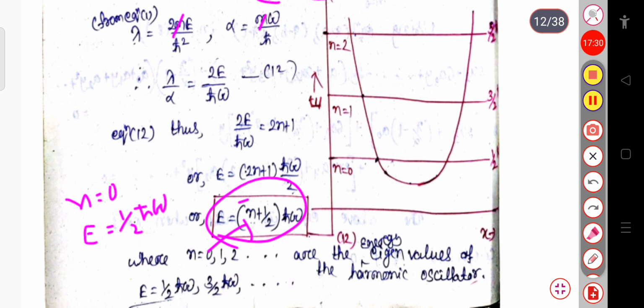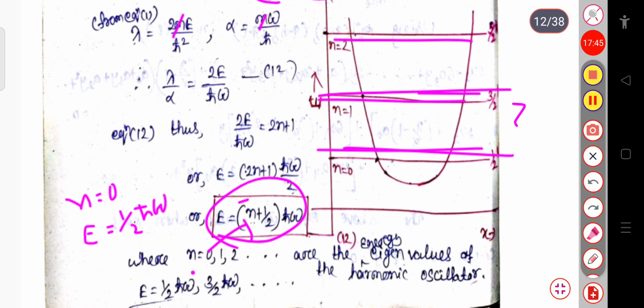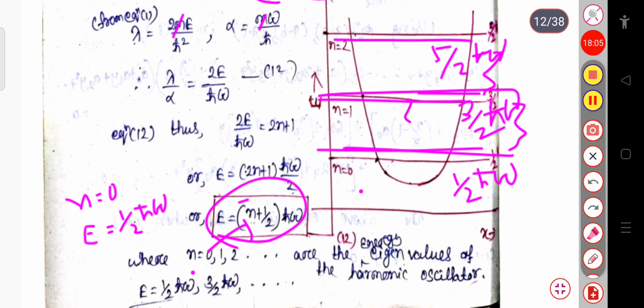And when this integer n varies from 0, 1, 2 and so on, when you put n equal to 1, this will be 3 by 2 h-bar omega. These are the energy eigenvalues of the harmonic oscillator, and you can see they are equispaced. When n equals 0, the energy is 1 by 2 h-bar omega, and when n equals 1, it is 3 by 2 h-bar omega, and again plus 1, that will be 5 by 2 h-bar omega. So the energy difference between these is h-bar omega, so we can say these are equispaced. The lowest energy state of the oscillator is 1 by 2 h-bar omega, and that is called the zero point energy.